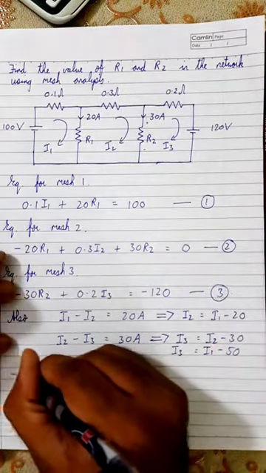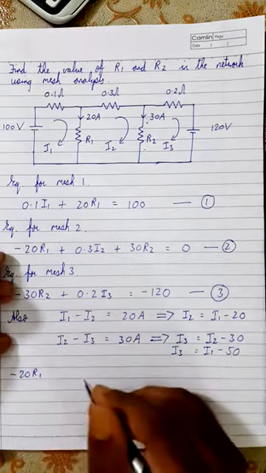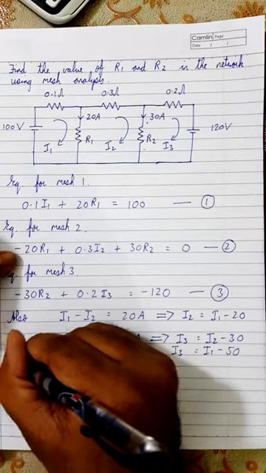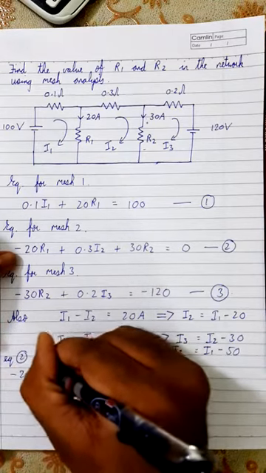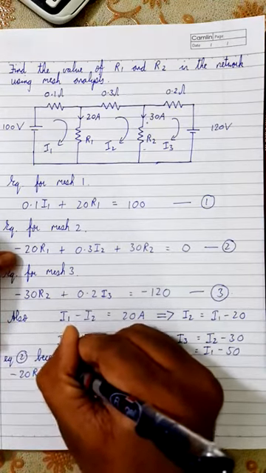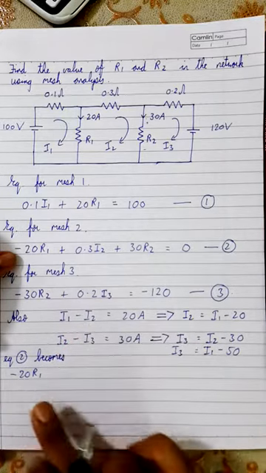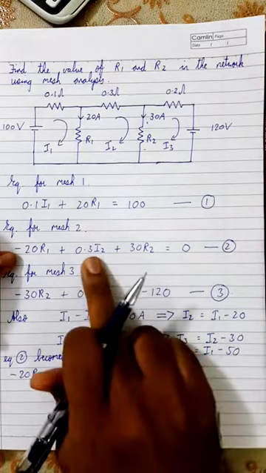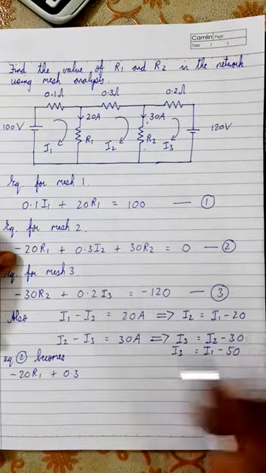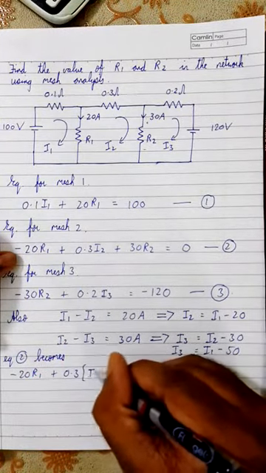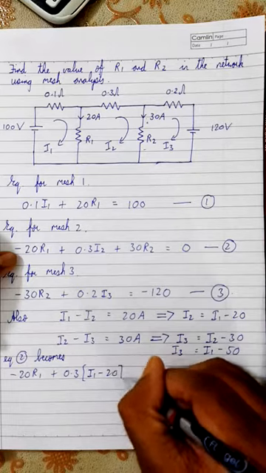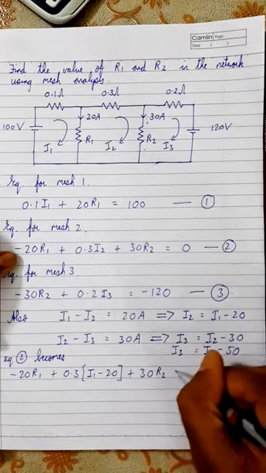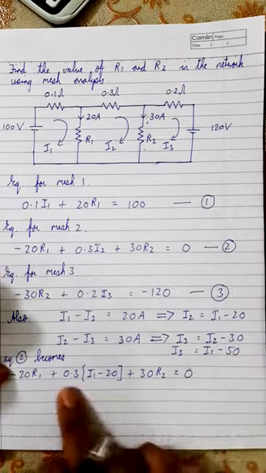So this is minus 20 R1, right? Equation 2, minus 20 R1. Let me write it like that. That is equation 2, which becomes minus 20 R1 plus 0.3 I2. And what is I2? I1 minus 20. So I1 minus 20 plus 30 R2 is equal to 0, right?